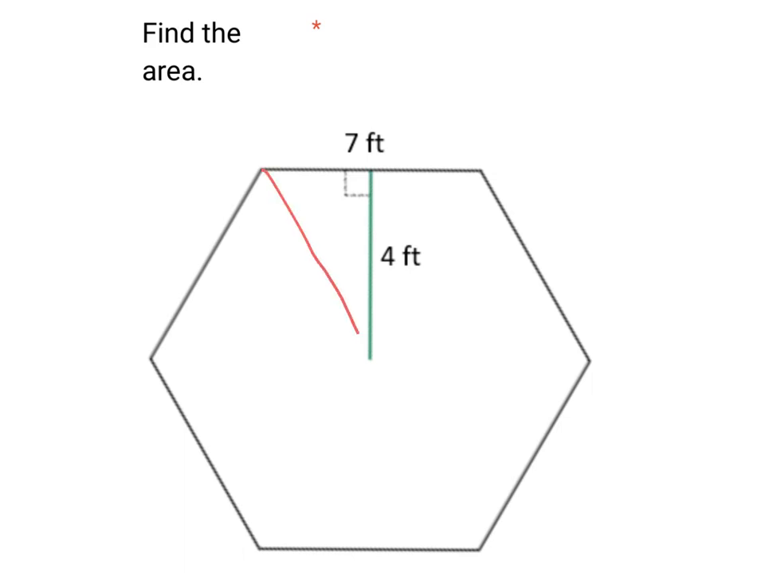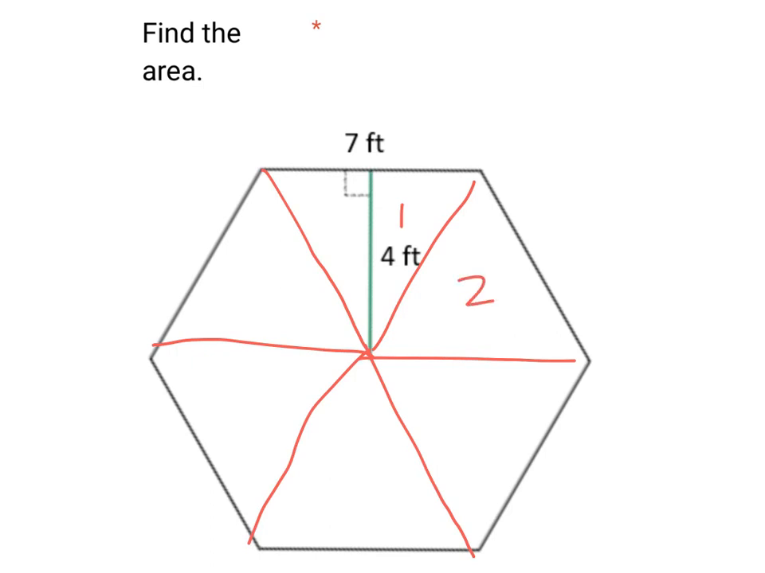My suggestion, and the easiest way that we found it, is to make it into triangles. When you do that, you're going to basically go to all the corners, and you have 1, 2, 3, 4, 5, and 6. All of those triangles are going to be the same.